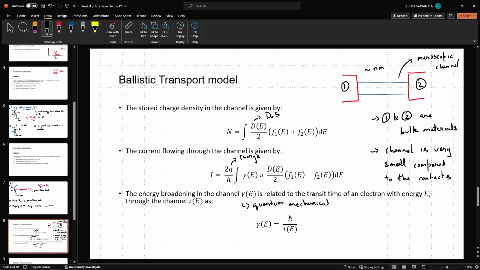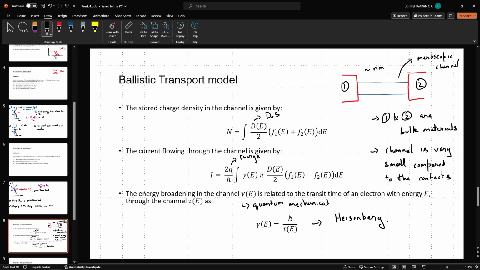And this energy broadening depends on the transit time of the electron. Essentially, it depends on the time an electron spends in this channel. So an electron with a certain energy E, let us say it spends a time tau. This quantity tau is a function of E. Then tau of E is related to gamma of E by this quantity, h bar by tau of E. And this is due to the Heisenberg uncertainty principle.